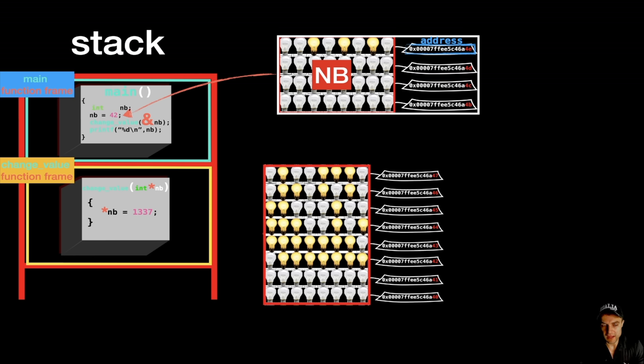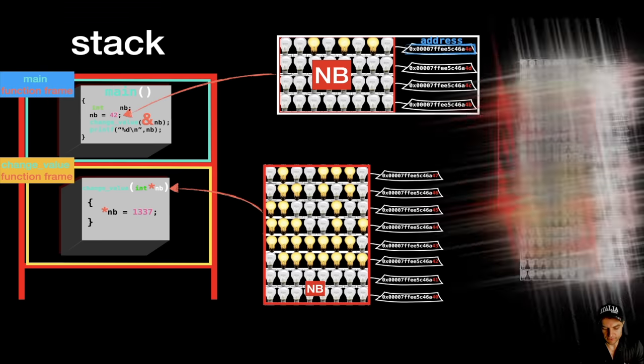Think about the word deportation. Bring someone far. That's the idea. Here, we're making reference to something far, dereference. And when I say star nb, I'm saying, hey, go to the address pointed by nb and put there the value 1337. Okay, so we have this condition this time.